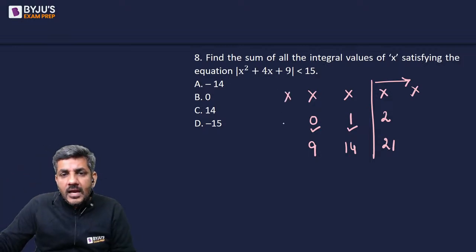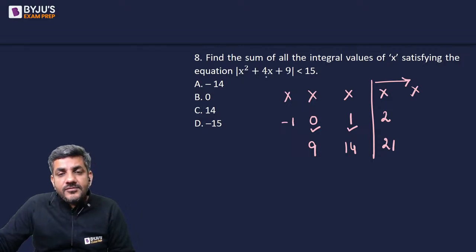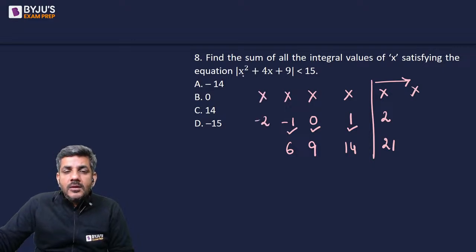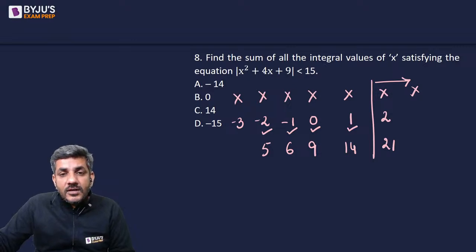वापस चलता हूं. At x is equal to -1. -1 square is 1. 4 into -1 is -4. So 1 minus 4 is -3 plus 9 is 6. Yes, it's a valid value. Let us put x is equal to -2. -2 square is 4 and 4 into -2 is -8. 4 minus 8 is -4. -4 plus 9 is 5. Yes, this is also a valid value. Let us put x is equal to -3. -3 square is 9. 4 into -3 is -12. 9 minus 12 is -3 plus 9 is 6. Yes, this is also a valid value.